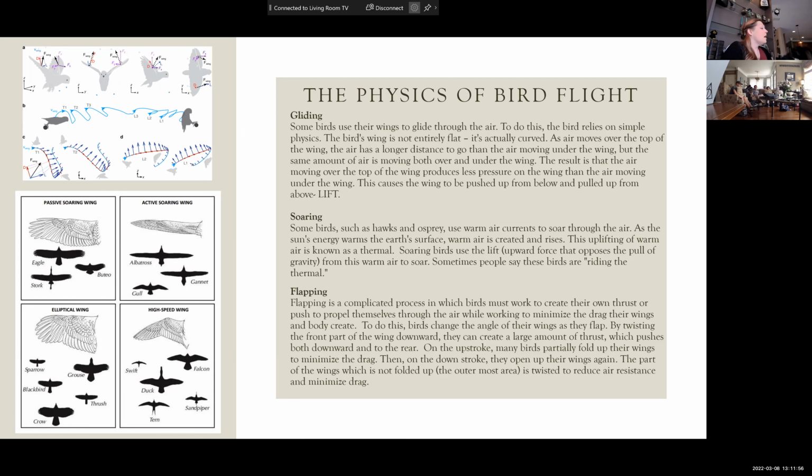When they soar, okay, I'm gonna put you down, but stop chasing your tail. When they soar, they actually take advantage of the different temperatures of air pockets. So you can have pockets that are warm and pockets that are cool.